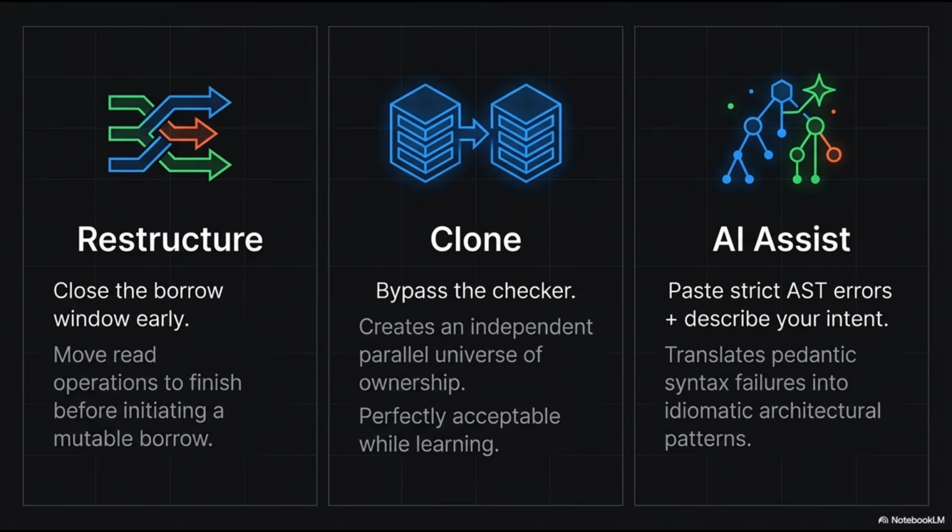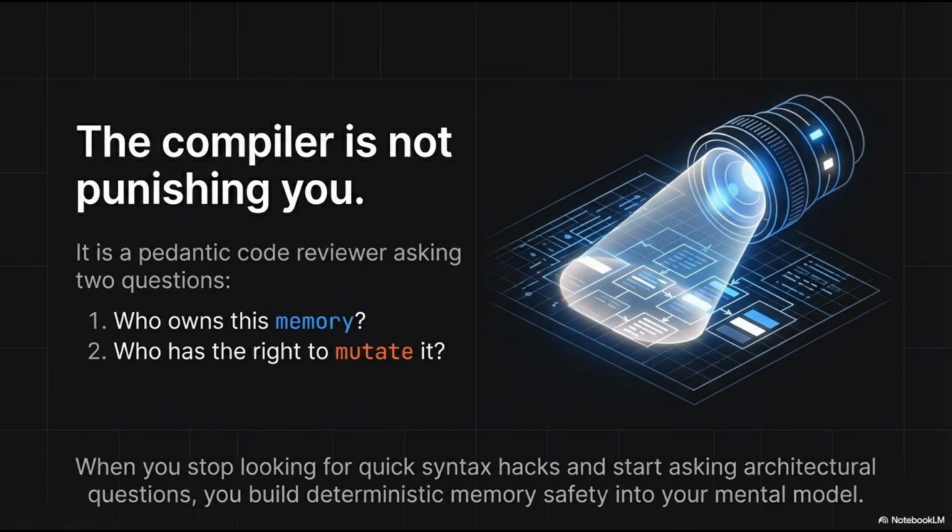Your job is just to describe your intent. Like, I am trying to cache this database connection while simultaneously logging its state. Precisely. The AI can instantly map your human intent against the strict AST violation and provide the idiomatic structural pattern you are missing. So it translates the pedantic compiler error into actual architectural advice.